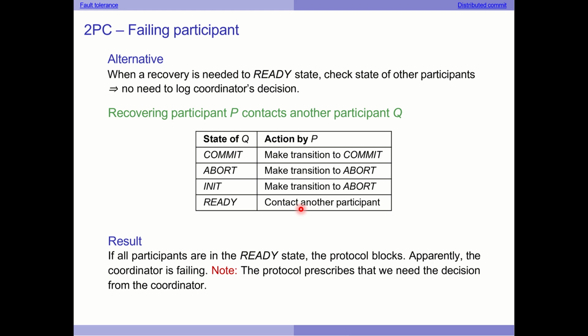By saying block, we already know that the coordinator is failing, because they cannot move. The coordinator is the one who decides, based on the collective vote, whether the global state will move to commit or abort. So when all of the participants are in the ready state, they know that the protocol blocks because the coordinator is failing. Note that the protocol prescribes that we need a decision from the coordinator.